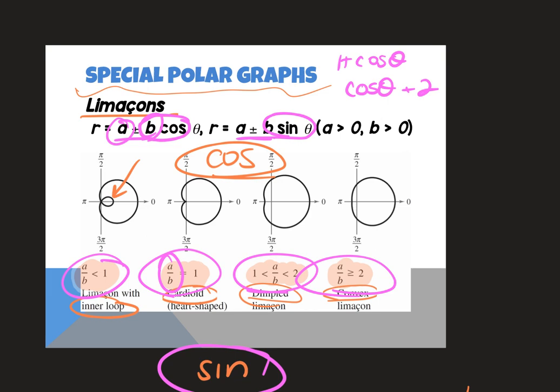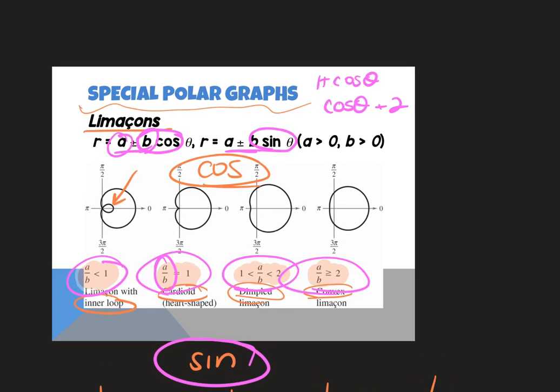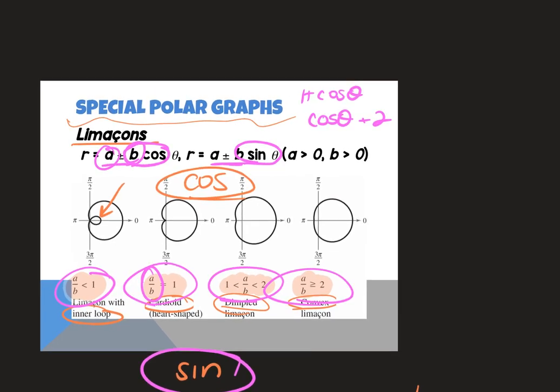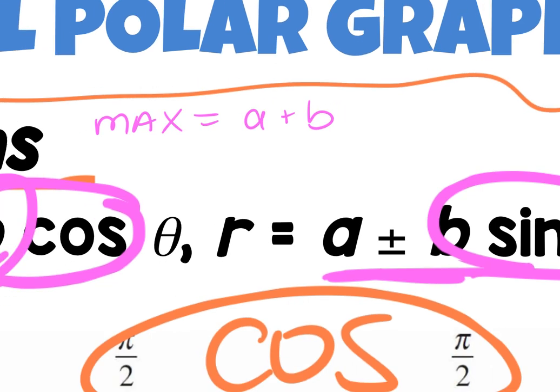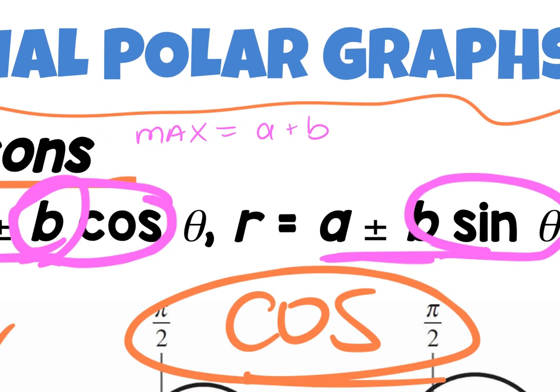With me so far? Then the next thing to do that's the easiest is find your max point. And your max point, I've written all over this thing, but the max point comes from A plus B. So the maximum radius is going to be A plus B. That's the furthest point out you can get.